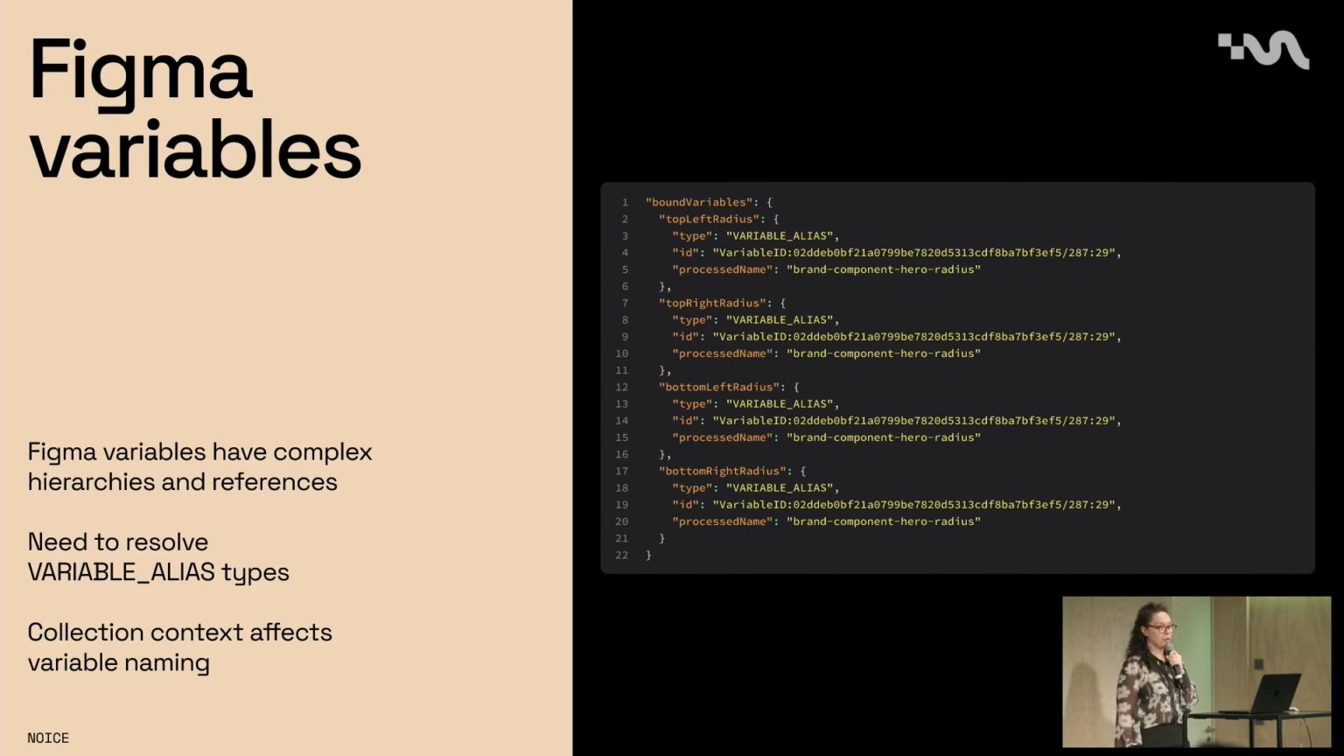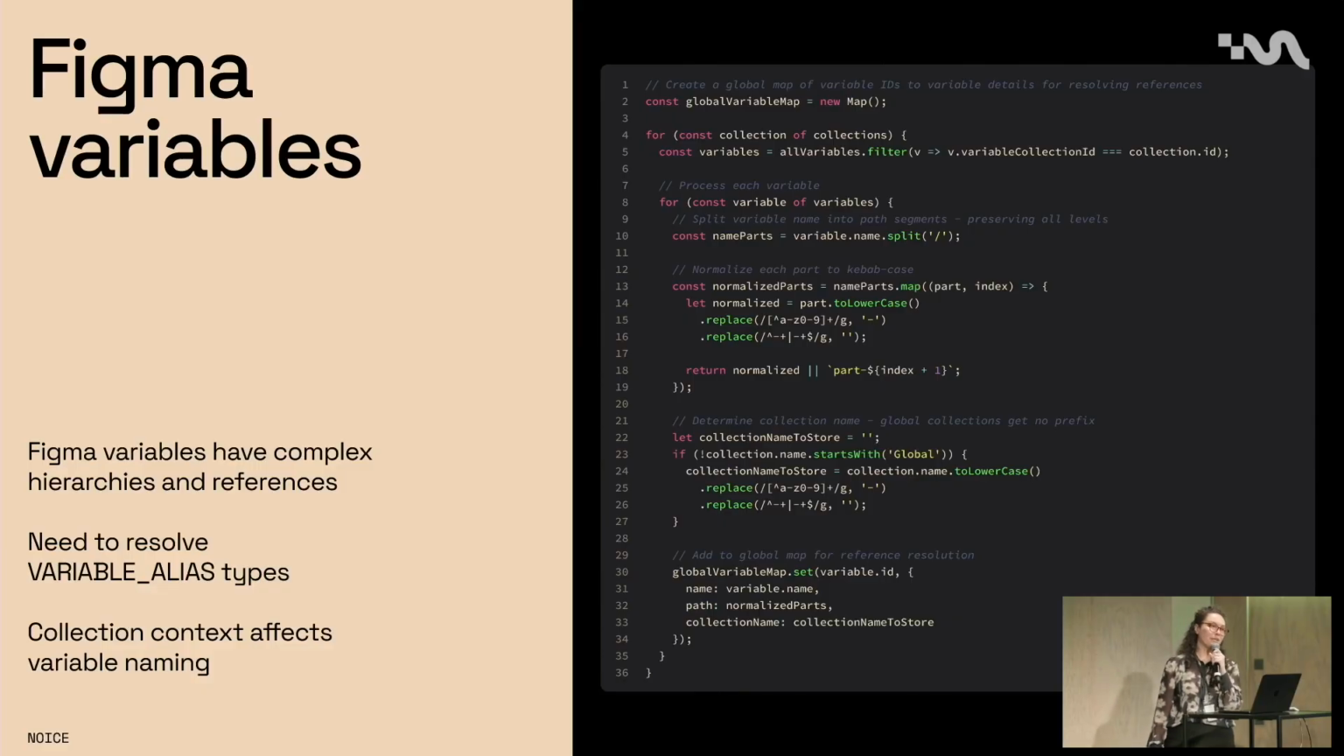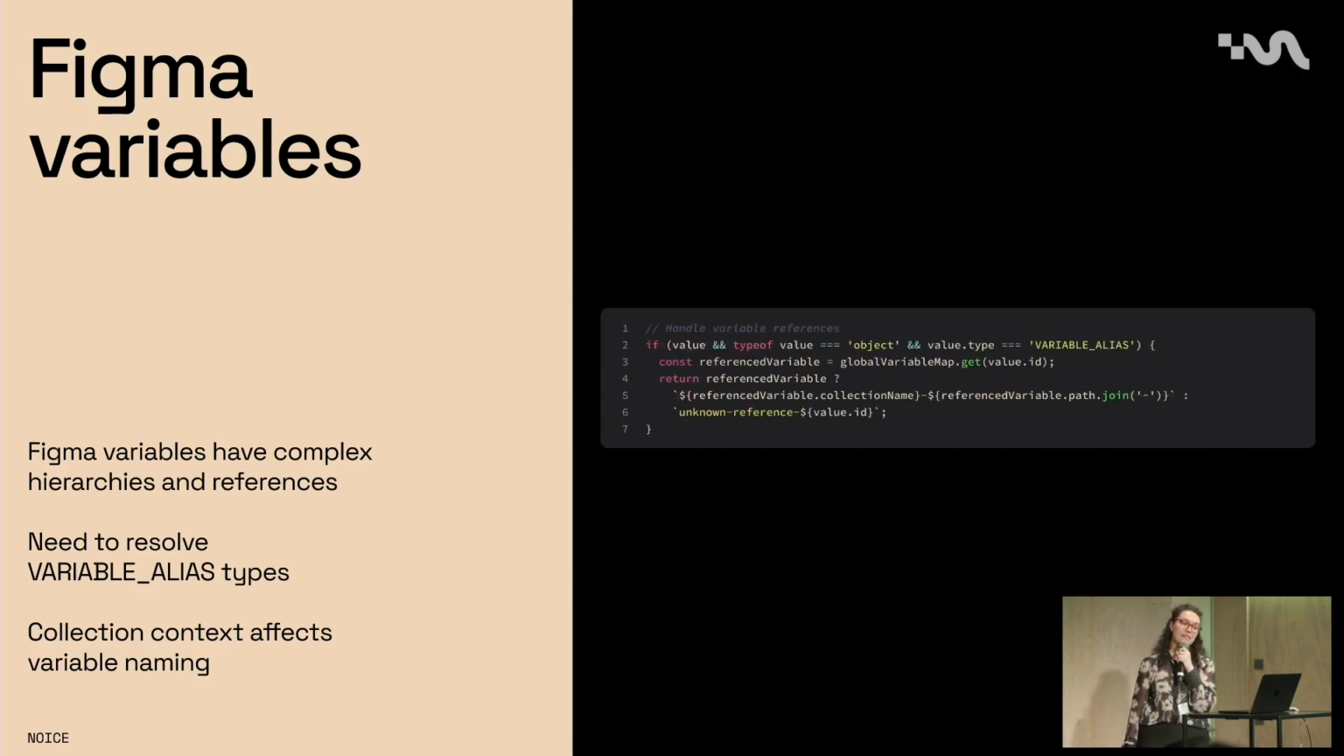So first we have to access the global variables object in Figma and get those variable names. Then we create a global map of variable IDs to variable details. For each variable, we split the name into parse segments, normalise each part to kebab case, and determine the collection context. So our global collections, they don't get any prefix, but brand, breakpoint, even light and dark mode specific collections do. So this creates predictable semantic CSS variable names from Figma's internal structure. When we encounter a variable alias, we look it up in our global map and reconstruct it from the full path. So a cryptic Figma ID becomes brand component hero radius in our CSS.